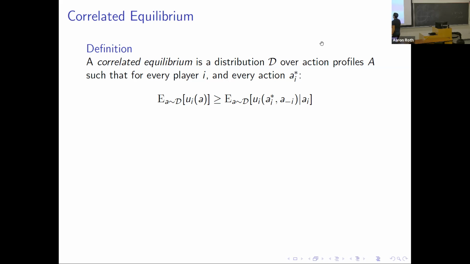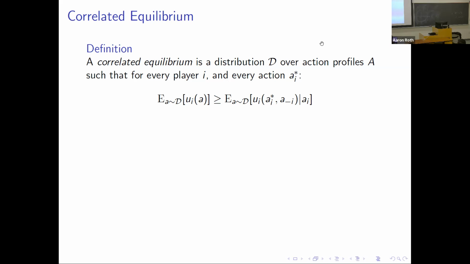Okay, so just writing that in math, D is a distribution over action profiles. And just to unpack this compared to when we were talking about mixed strategy Nash equilibria. In a mixed strategy Nash equilibrium, we had not directly a distribution over action profiles, but n independent distributions over actions, one for each player. And the distribution over action profiles was just induced by having every player independently sample from their own action distribution.